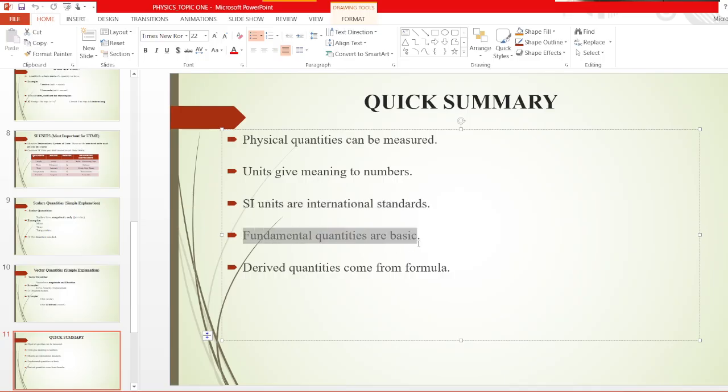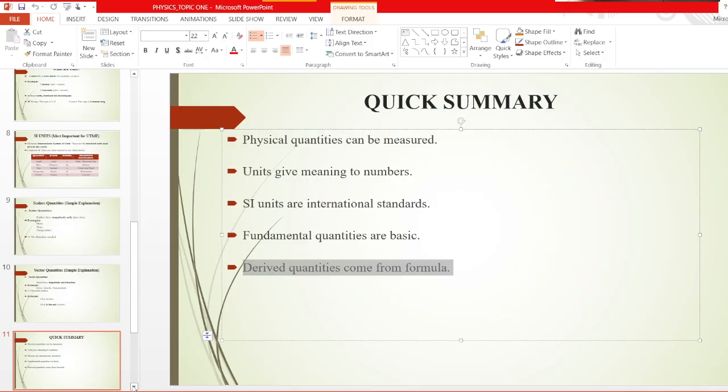Please, fundamental quantities are basic quantities, quantities that do not depend on other quantities. And we have time, temperature, length, breadth, mass. Derived quantities are quantities that come from a formula. They consist of two or more fundamental quantities. So take for instance, the area of a rectangle consists of two or more fundamental quantities, which is length multiplied by breadth. And you must not forget the unit.